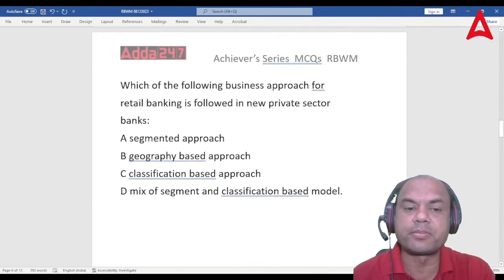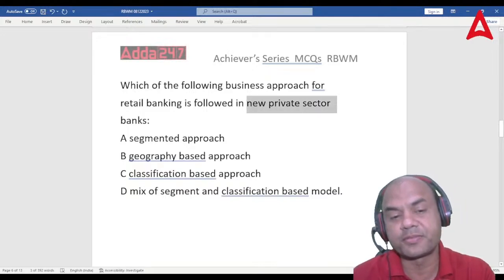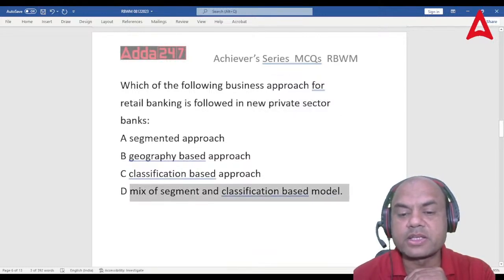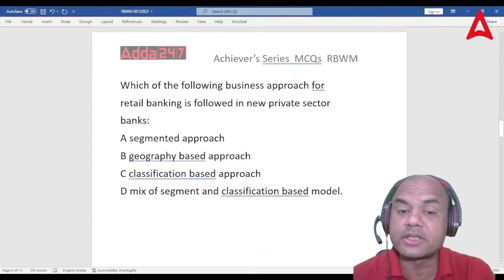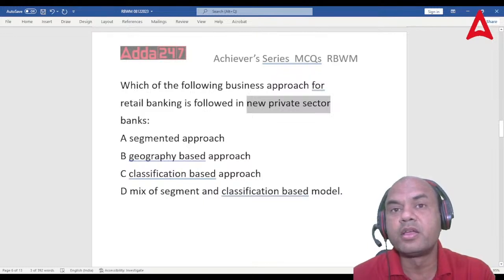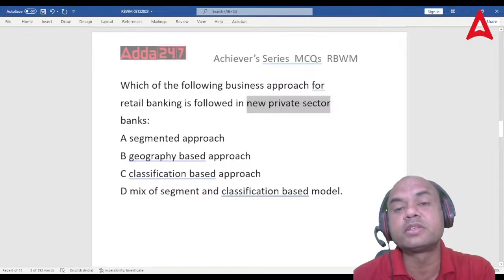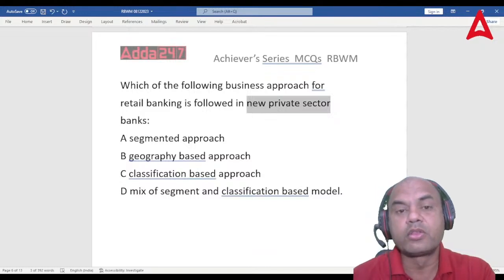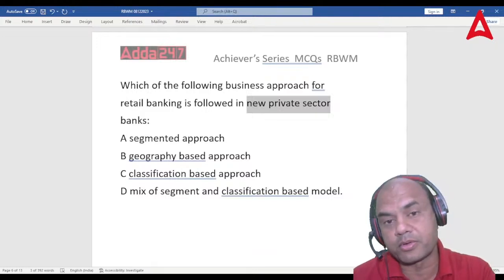Which of the following business approach for retail banking is followed in the new private sector banks? Now, new private sector. Segmented, geography based, classification based, and mix of segment and classification. So what is the answer for this? Think of it. Now, new private sector banks means which banks are we talking of? We are not talking of Karnataka Bank or Karur Vysya Bank, Federal Bank. These banks were all formed before 1991. Those banks which are formed after 1991, after that Narsimham Committee report.